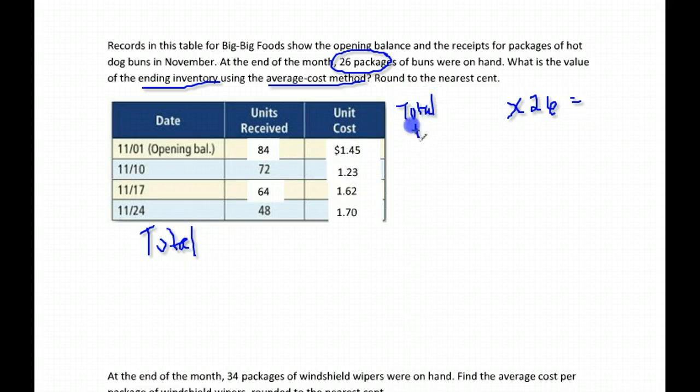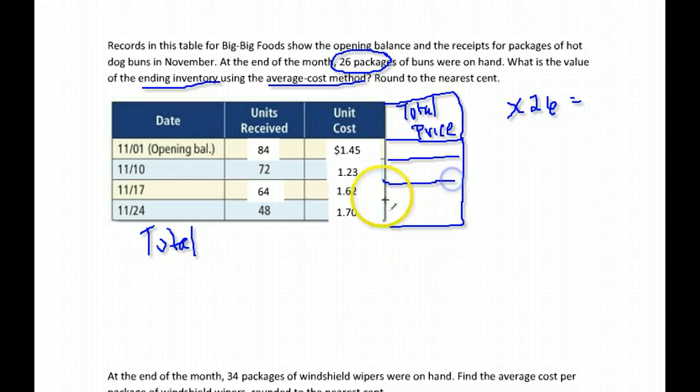Now notice they're making us do even one more step here because we don't have the total price for each order. So over here I'm going to have to find the total price of each order, then total it up. So that's what we're going to start with. We're going to find the total price of each order. So let's look at our first one here. Opening balance, there were 84 received and they were $1.45 each. So to find that, you just multiply 84 times $1.45.